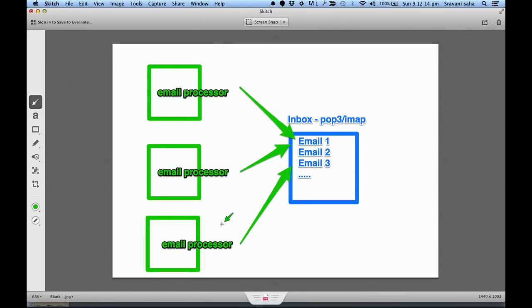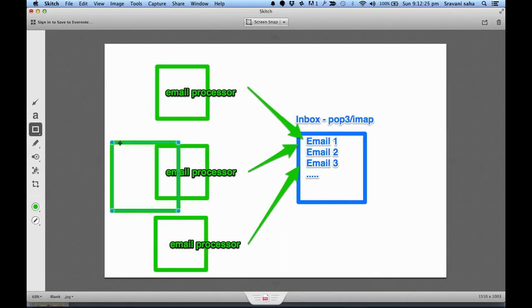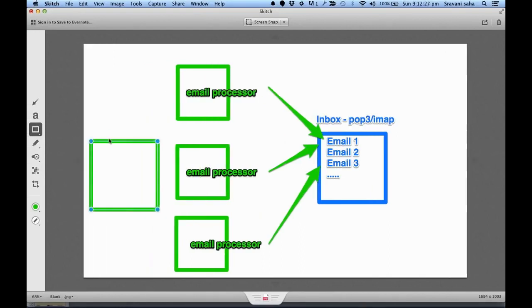Yes, we can have a centralized task manager. Okay, what kind of task manager? Could you give me an example? So what he's saying is, he'll have a task manager. Let me just color it differently. Let me make it black.